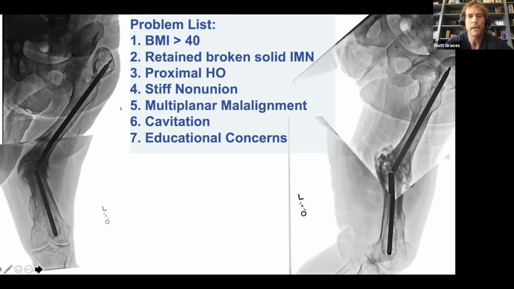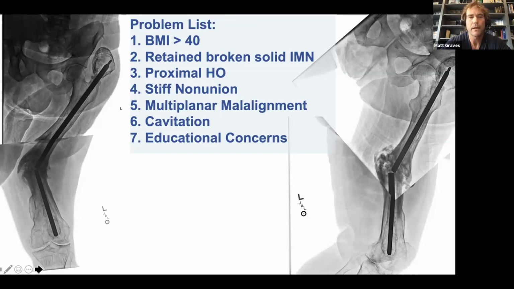He has a retained broken solid intramedullary nail, which creates some difficulties in terms of removal and correction. He has proximal HO around the intramedullary nail. He has a stiff non-union, so this is not very mobile at all. He has multiplanar malalignment, as we talked about before. At least the coronal and sagittal can be broken down into a single plane. The axial is a bit different, and he has problems in every plane. He has significant cavitation around the implant itself.